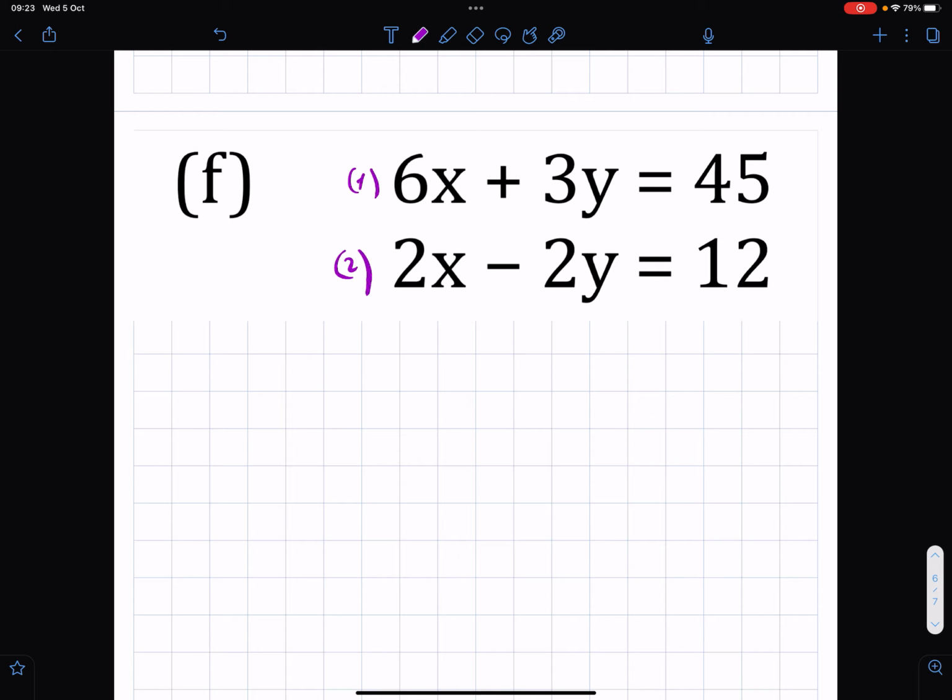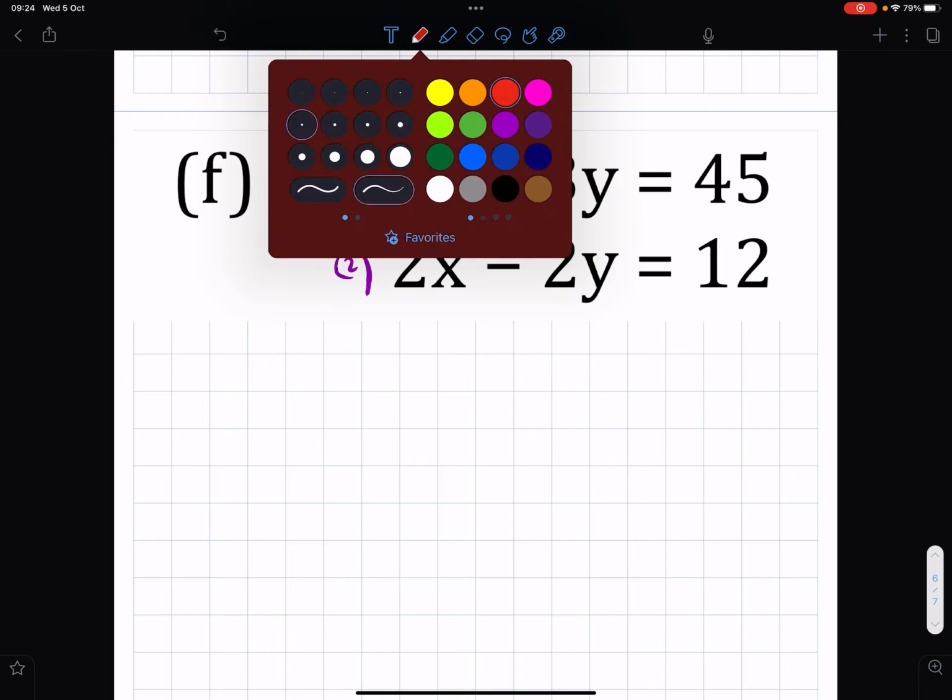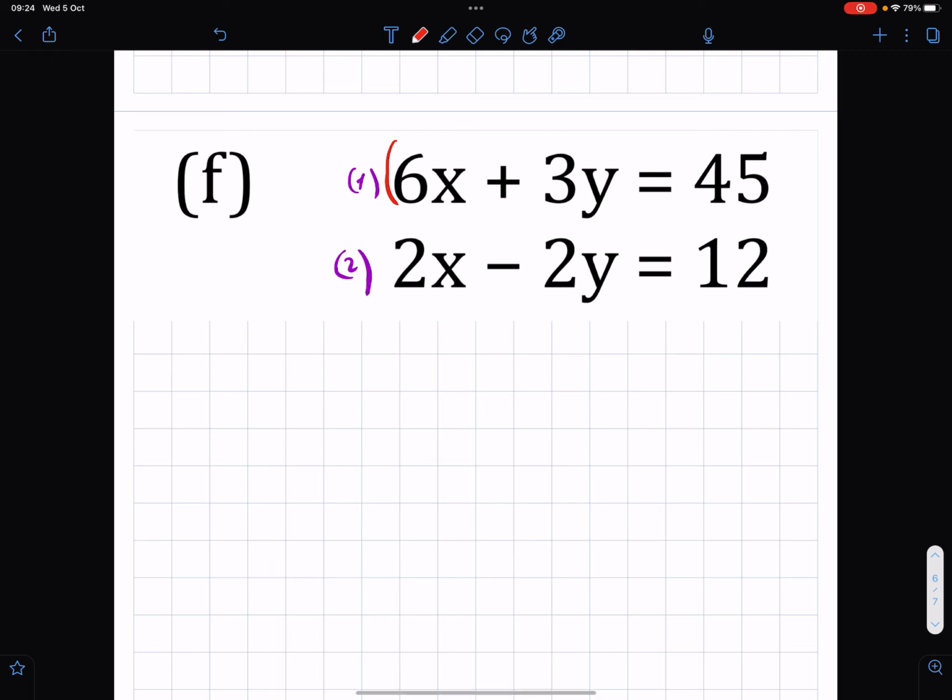But why not divide the top equation just by 3? Can we do that? If I divide 6x by 3, it's going to be 2x, which makes the same coefficient. 3y divided by 3 will be just y. 45 will be 15. I'm actually making the equation smaller. Smaller coefficients will be easier for me to calculate. So I'm going to divide the top equation by 3.